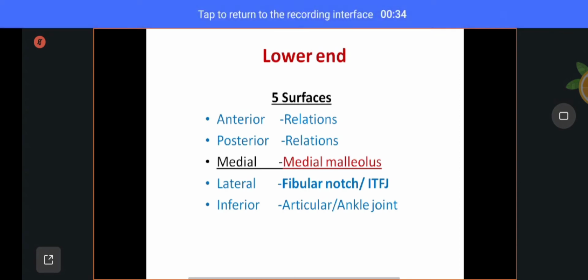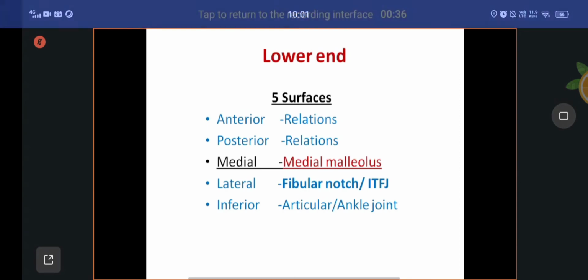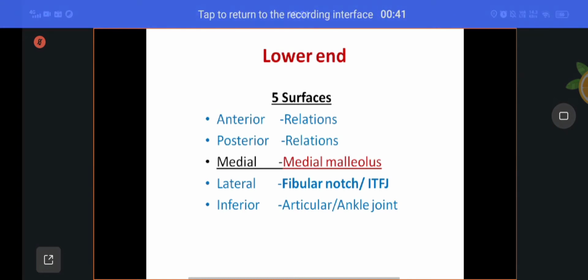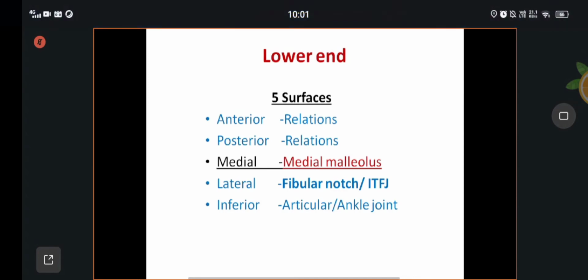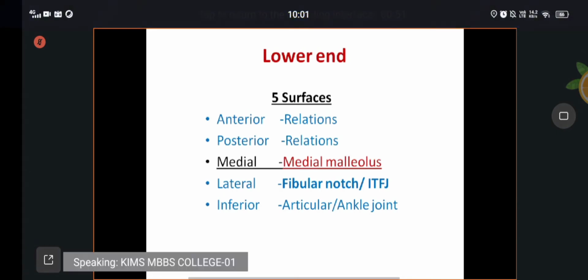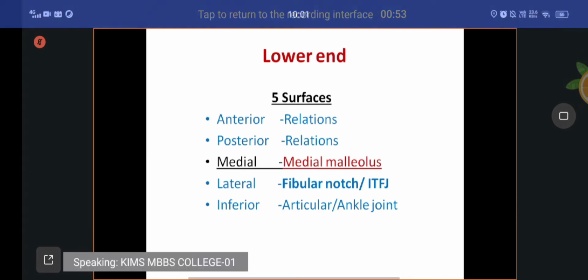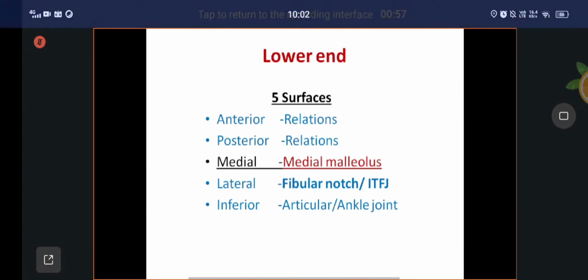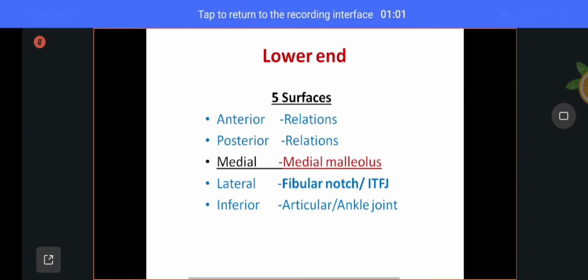But anteriorly and posteriorly, there are no bony landmarks. That is very, very important. Anteriorly and posteriorly, you will not find any important bony landmarks like tibial tuberosity or condyles in the upper end. But important structures are related to it that I will discuss in the next slide. But the medial surface of the tibia is very, very important.